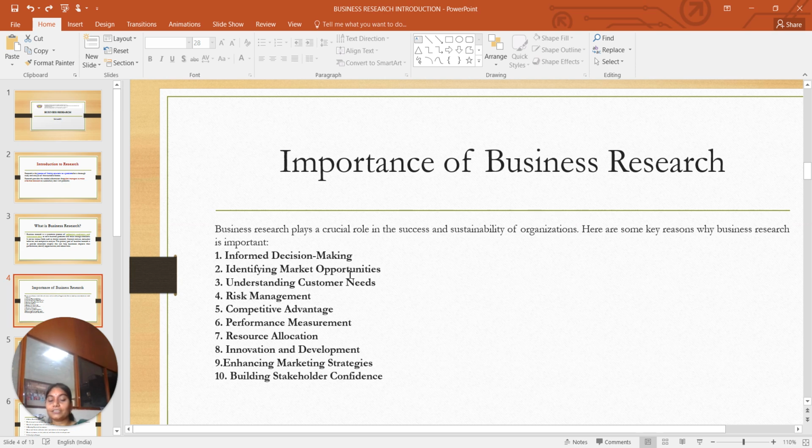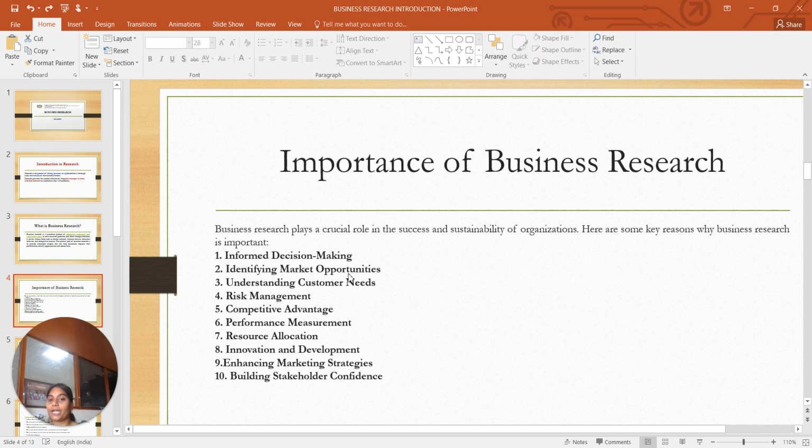The decisions are taken through business research, and whatever data we collect depends upon past data, and organizations also take decisions for the future. Identifying market opportunities: using SWOT analysis, organizations identify the opportunities and threats of the particular competitive market. Understanding customer needs.